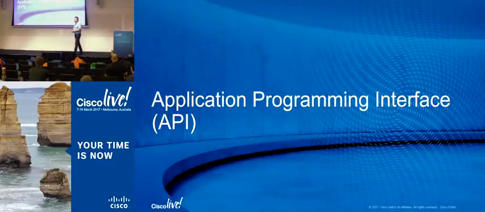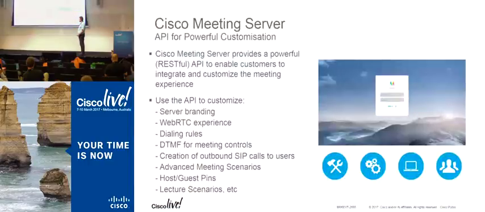So the other thing that I wanted to really touch on is the API. And the API is what this platform is heavily reliant on. Everything that you want to do, from customization to all the functionality, is done within the API. So the API is literally used to do all of the advanced functionality within the Cisco Meeting Server.